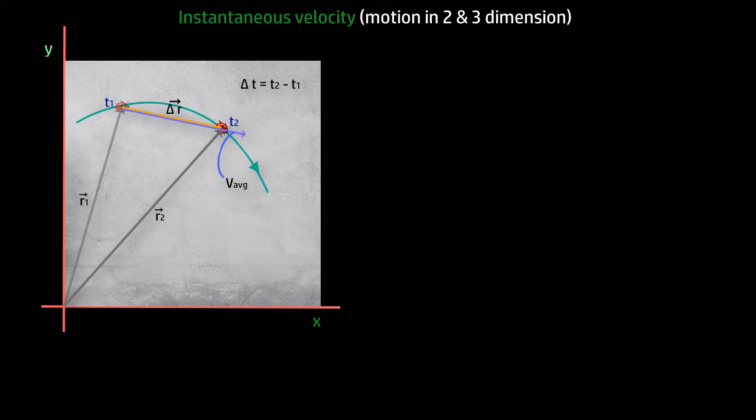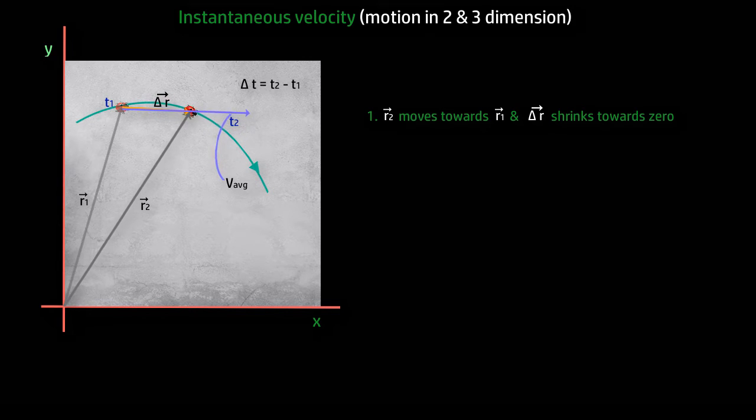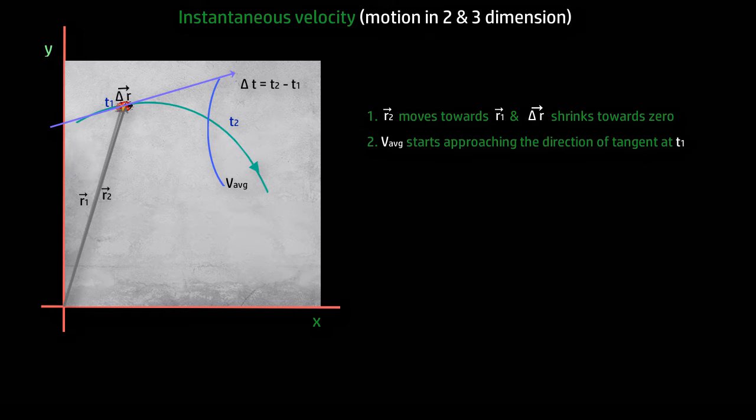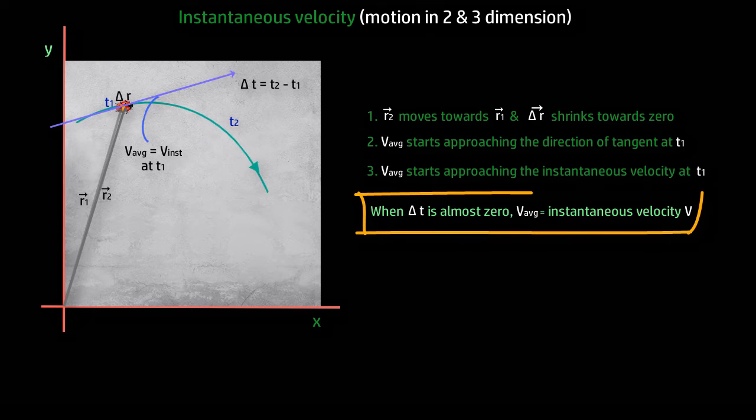So when you do this, that is, you shrink delta t towards 0, a couple of things happen that are quite visible. One, the position vector r2 moves towards r1. That causes delta r to shrink or reduce in length towards 0. Number two, the direction of the average velocity, that is delta r upon delta t, starts approaching the direction of the tangent to the curve at t1. And three, when this happens, the average velocity starts approaching the instantaneous velocity v at t1. And when delta t is almost 0, the average velocity is called the instantaneous velocity at time t1.